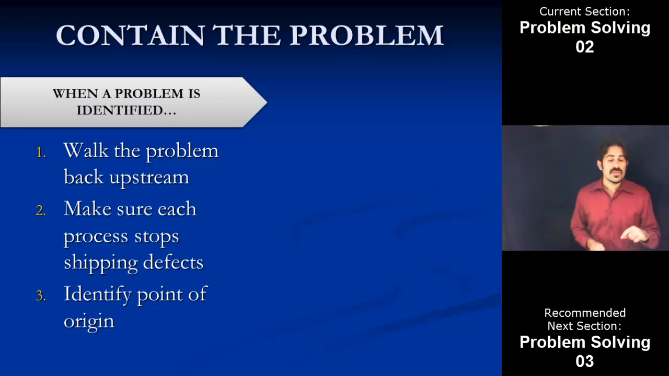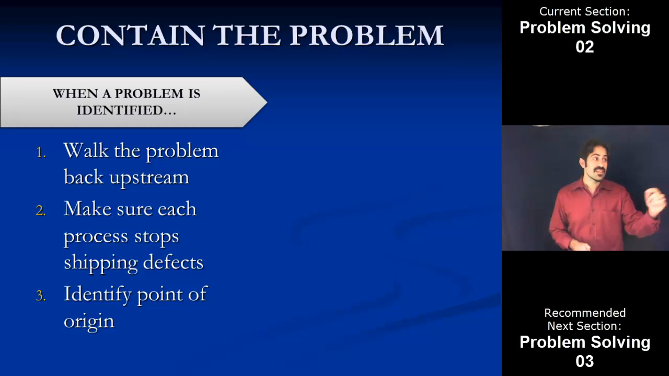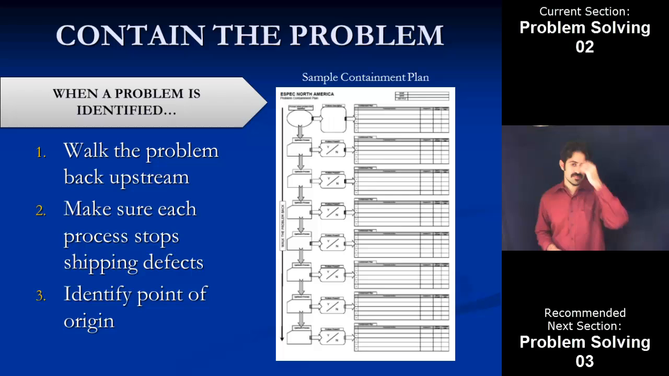And we want to look to see if the defect is there as well. What we're working towards is making sure that each one of these processes stops shipping defective product or output that has this defect in it. The ultimate goal, the end point of the containment action, is to identify where the problem is coming from. Where does it start? We found where it was at the tail end or the middle, but where is it starting from? Because that's where we want to focus.